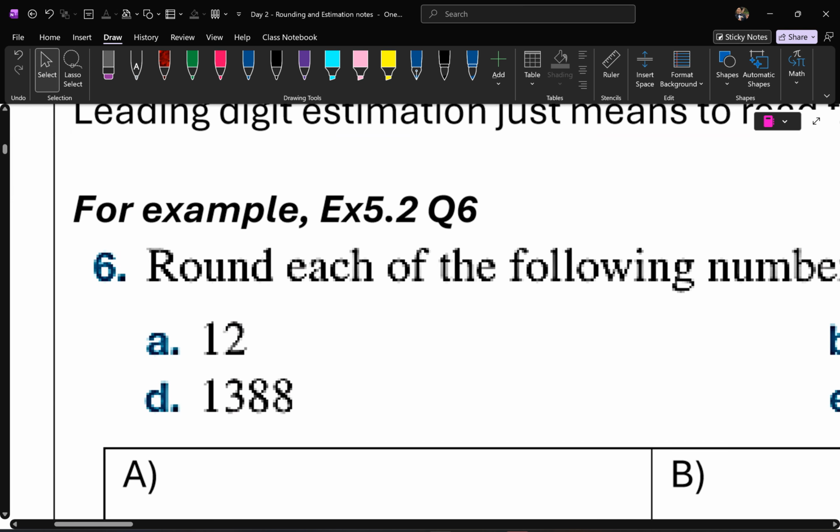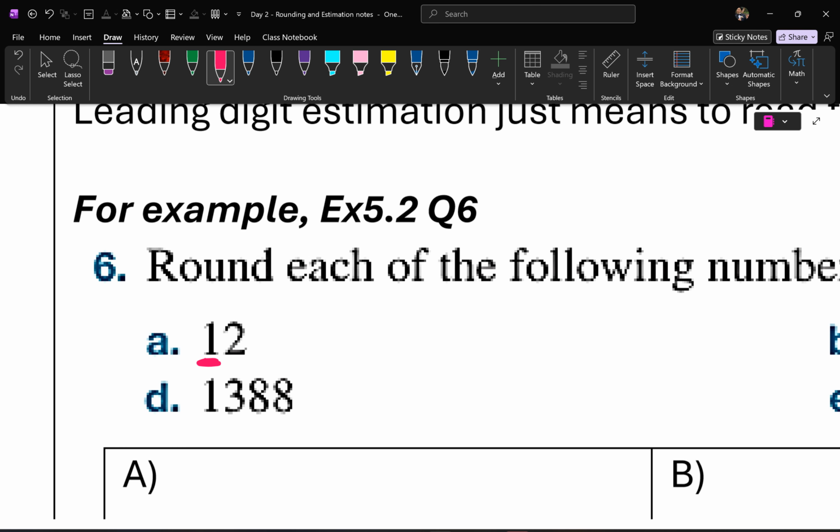You have a look at 12. What's the first digit? The first digit I see is the number 1. But that 1, where is it placed? You see, this 2 is your ones. Then the number 1 represents which one again? It's your, starting with T, tens. Very good. So this is your tens.